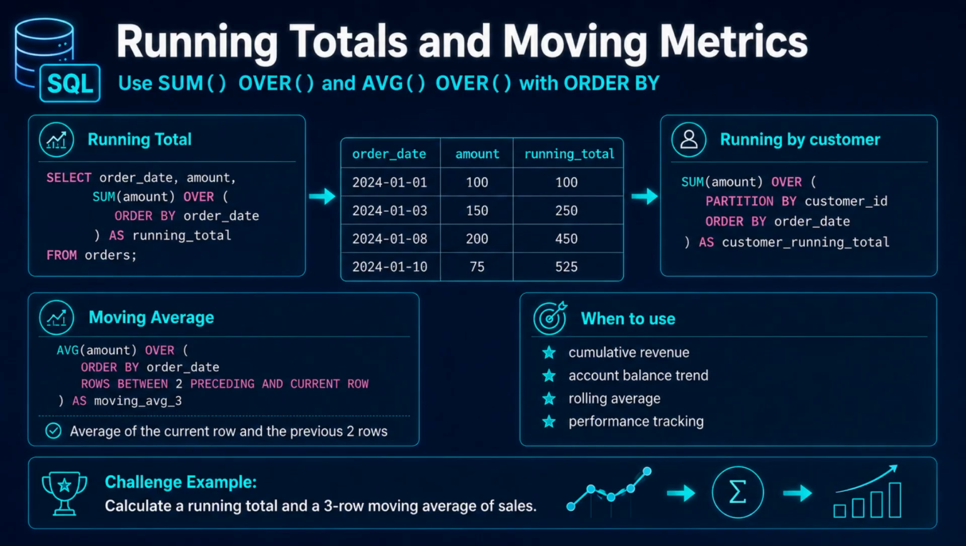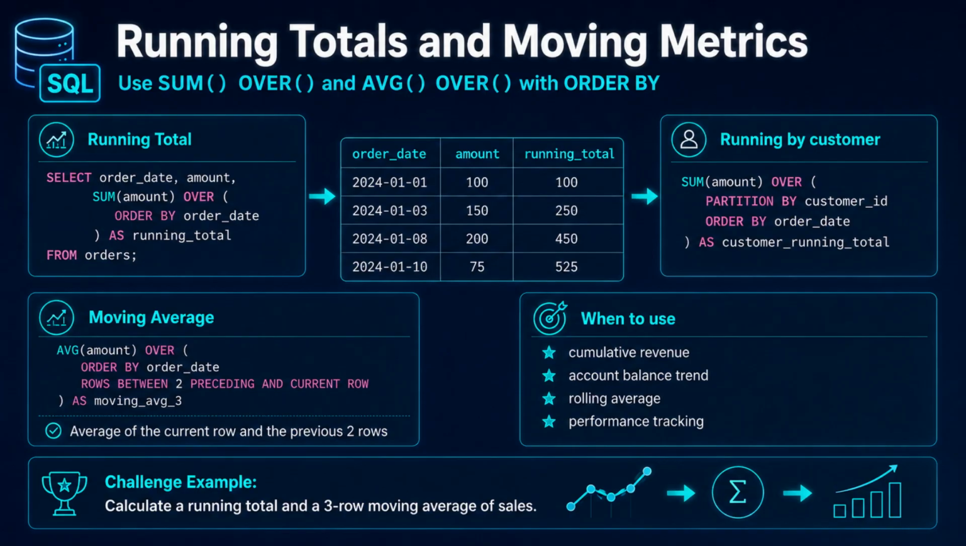Now let us talk about moving averages. A moving average smooths the data by averaging a small window of rows. For example, a 3-row moving average can average the current row and the previous 2 rows. This helps to identify trends by reducing the impact of random fluctuations. The SQL pattern is AVG(amount) OVER (ORDER BY order_date ROWS BETWEEN 2 PRECEDING AND CURRENT ROW). This tells SQL to look at a rolling frame of 3 rows, the current row plus 2 rows before it.